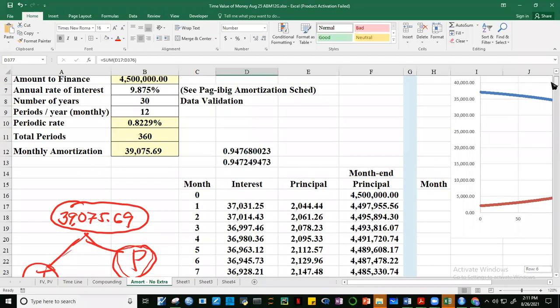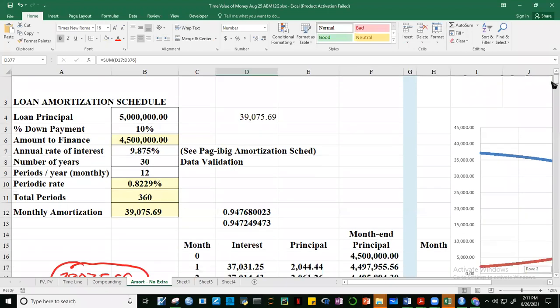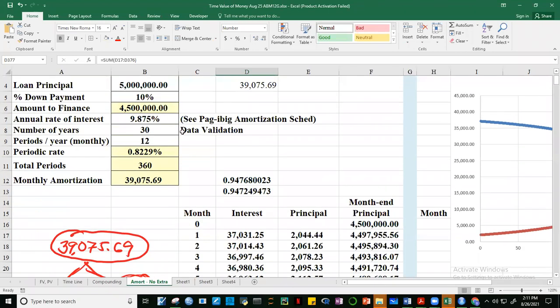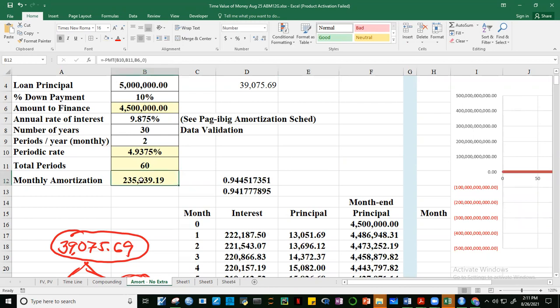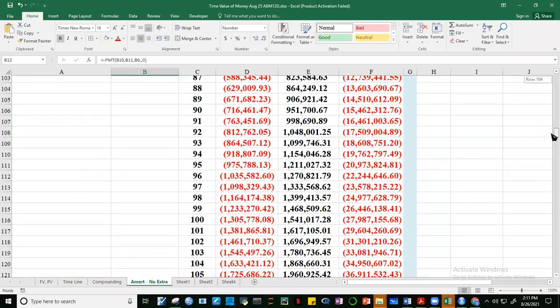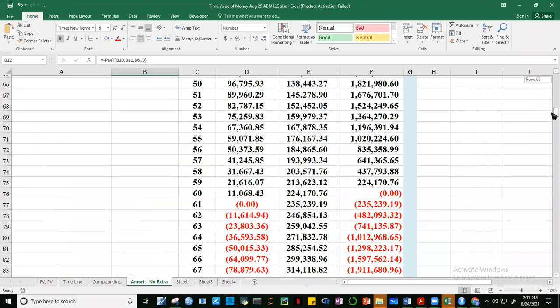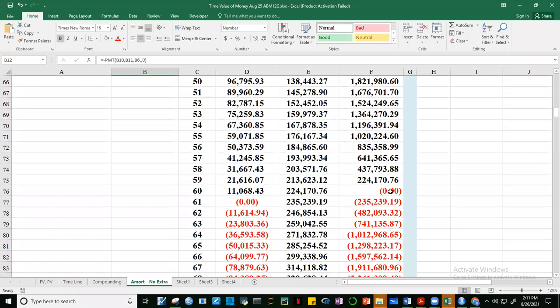Okay, this would have been different guys kung ang compounding nito, kunyari semi-annual lang. No? Kunyari semi-annual lang, 2 times a year lang yung payment. Gawin natin itong 2. Okay, example lang. Of course, lalaki yung monthly amortization. Okay, and then 60 na lang yung periods. Pagdating ng 60, naging zero na, no? Nag-zero out na dito.